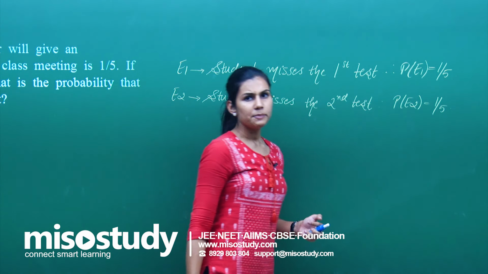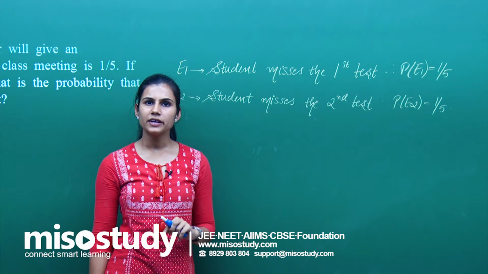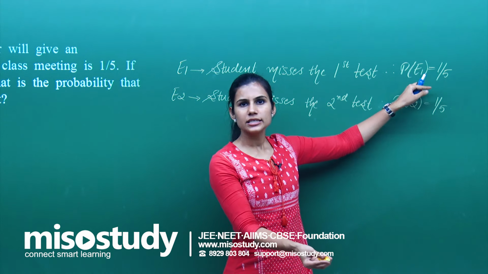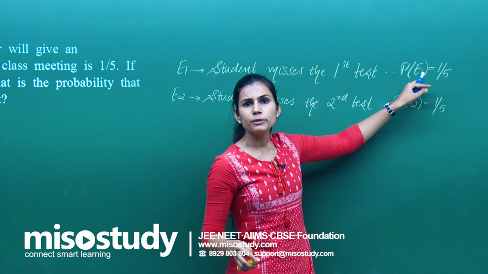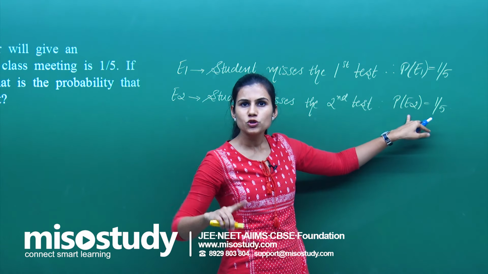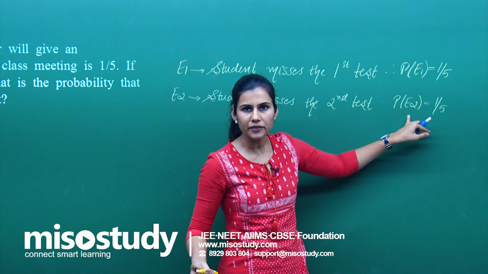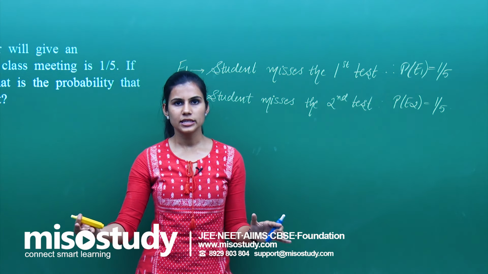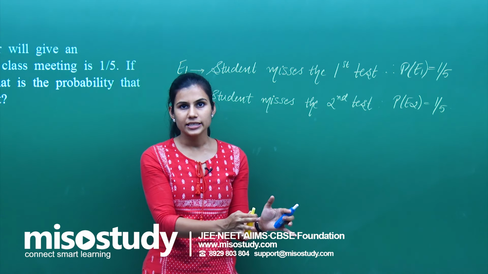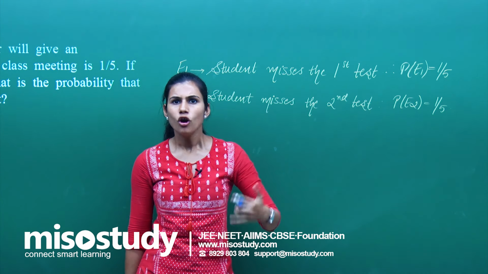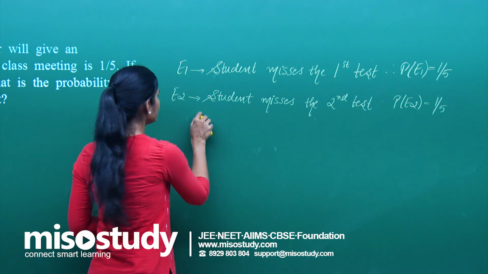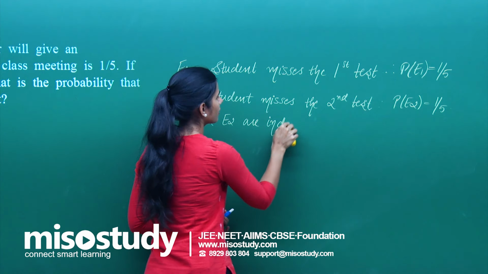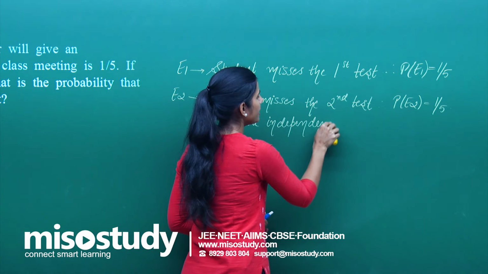Tell me one thing. Are E1 and E2 independent events or not independent events? If a student is missing the first test on a certain day, does it hold any contribution towards the probability of the same student missing the second test on some other day? Of course, these two are unaffected events. If he has missed the first test on a certain day, how is that going to be affecting the probability that he's going to miss a second test or vice versa? Clearly, E1 and E2 are independent events.